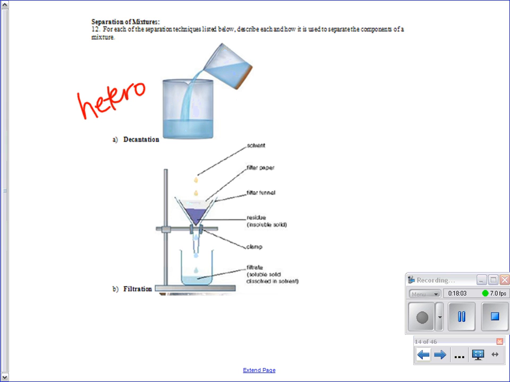Christopher's like, you can't separate all of it. You know, if you have rocks and water, there's going to be some water left in there, okay? So this is for basic, simple separation.